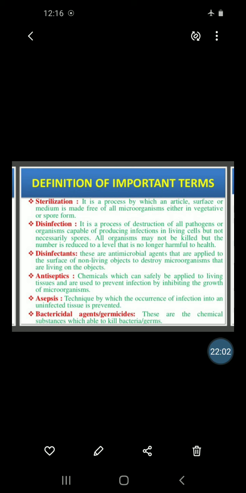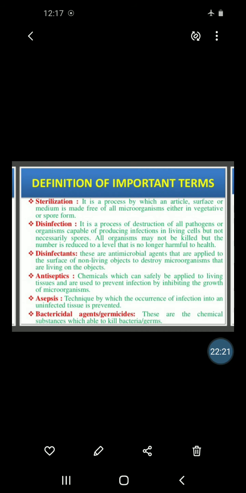By the process of protein denaturation and oxidation, the microbes are destroyed by dry heat sterilization. For normal sterilization, it should be operated at 160 degrees Celsius for 2 hours.